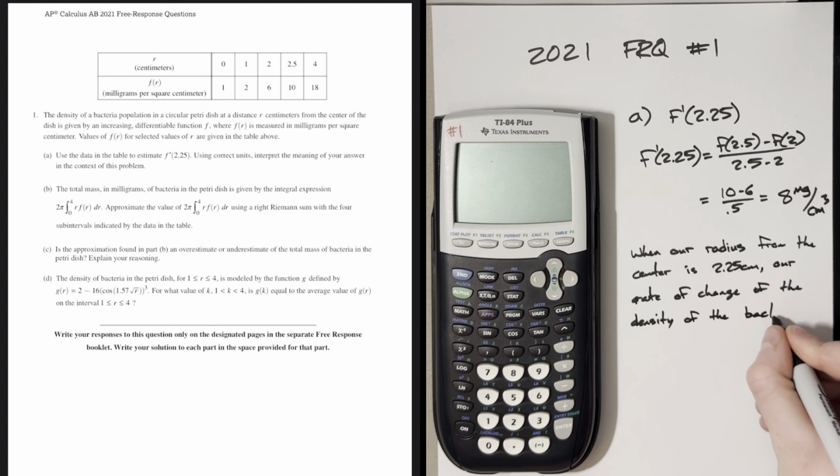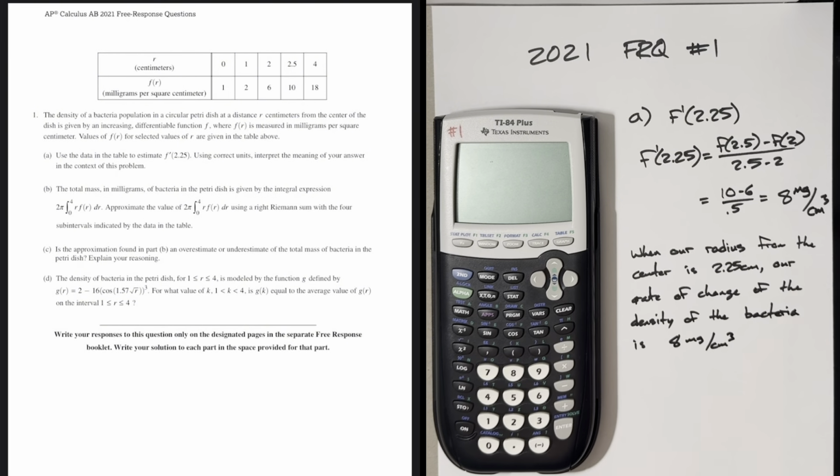So all we're telling them is, hey, we know that as we're going from the inside out to a radius of 2.25 centimeters, a rate of change of the density, because it's f prime of 2.25, of the density of the bacteria is 8 milligrams per centimeter cubed. And that should be plenty to earn you this point, right? So, not too difficult. But that's part A.